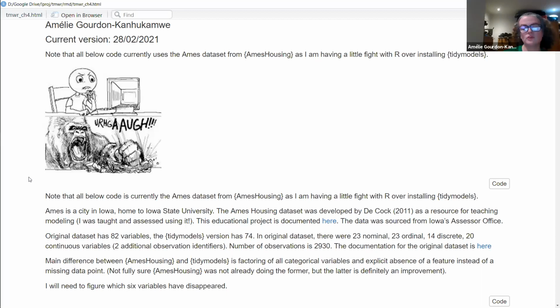The original data set has 82 variables and the new one has 74. And because I can't load the tidymodels version, I'm not fully sure what's been dropped. I'm quite curious if anyone knows, I'd be really glad to know.